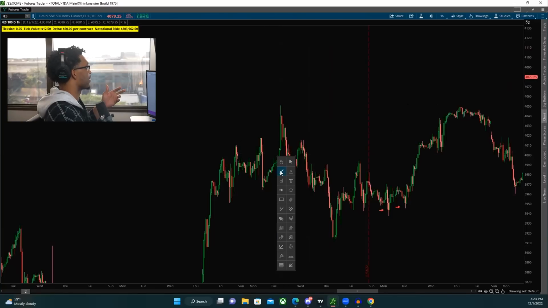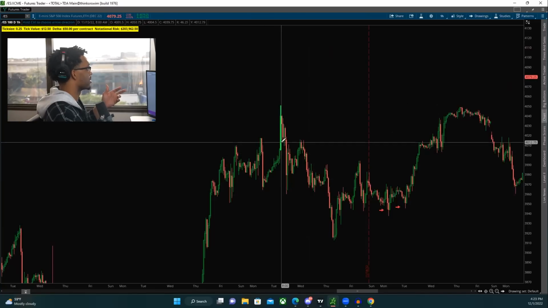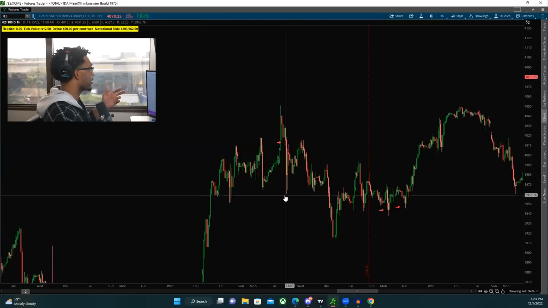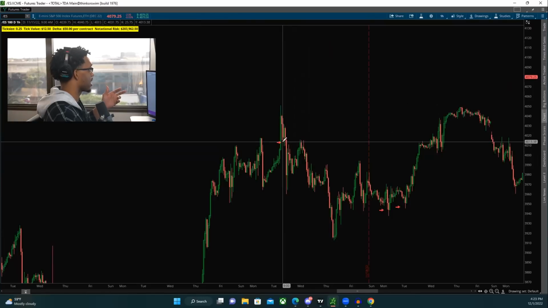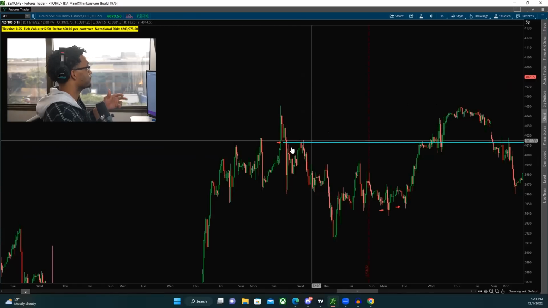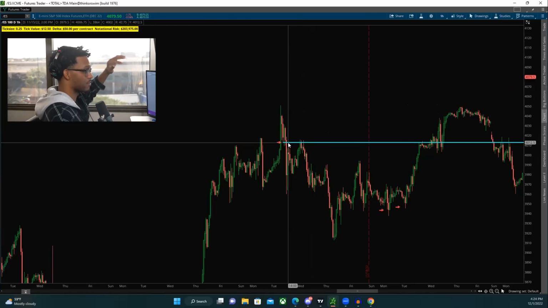Let's say you got in puts right here, right? On this long bearish candle right here. The candle came way up here. Let's say your entry is right where this blue line is. So you entered down here, you got in put options, meaning that you were bearish.